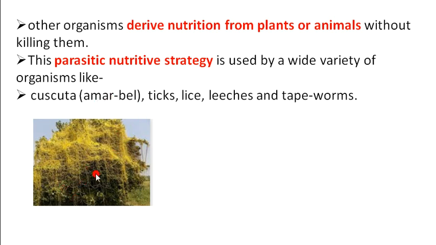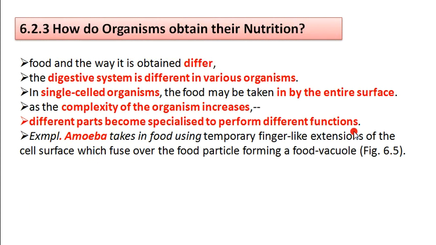Examples are Cuscuta, which we can call amarbel. This picture is amarbel. Ticks, lice, leeches and tapeworms are examples of parasites. These organisms are called parasites, and the strategy is called the parasitic nutritive strategy. So keep these things in mind.